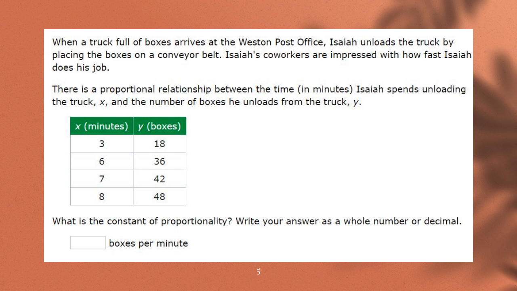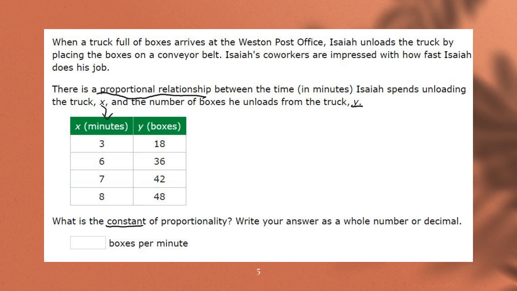Okay, so on this one, it says, when a truck full of boxes arrives to Weston Post Office, Isaiah unloads a truck by placing the boxes on a conveyor belt. Isaiah's workers are impressed with how fast Isaiah does his job. There is a proportional relationship between the time in minutes Isaiah spends unloading the truck, X, and the number of boxes he unloads from the truck, Y. So X is in minutes and Y is the boxes. And then it asks us, what is the constant of proportionality? Write your answer as a whole number or decimal.